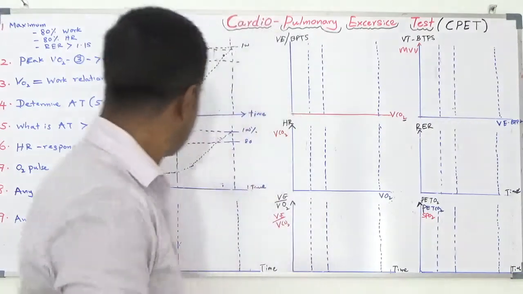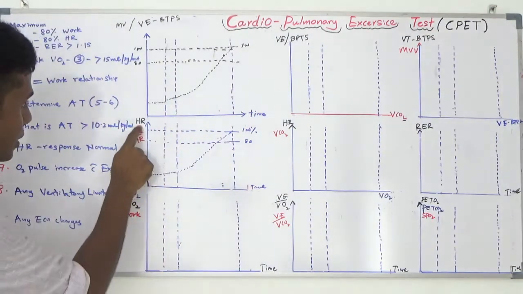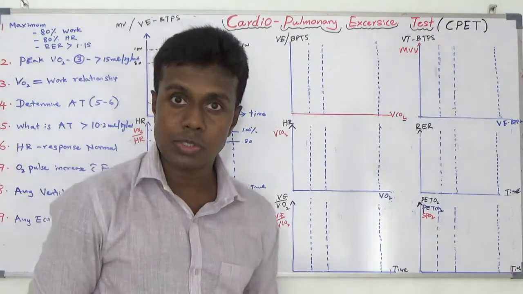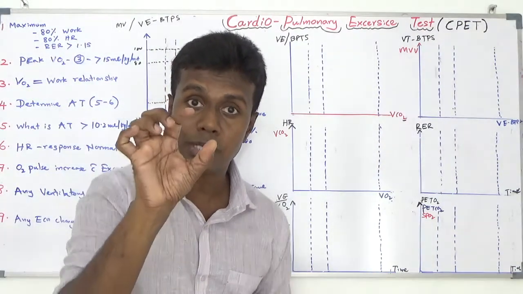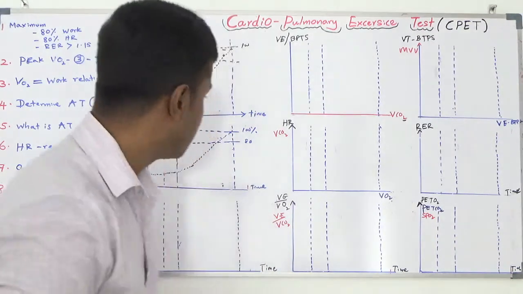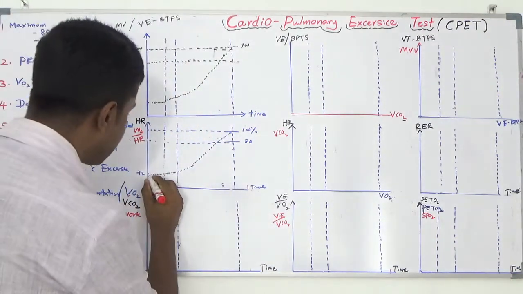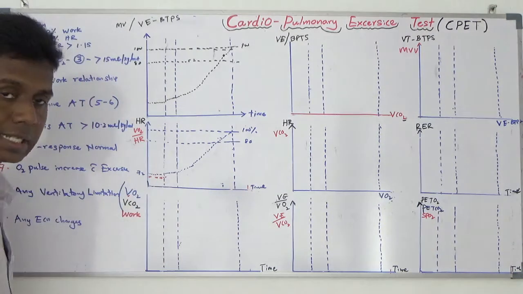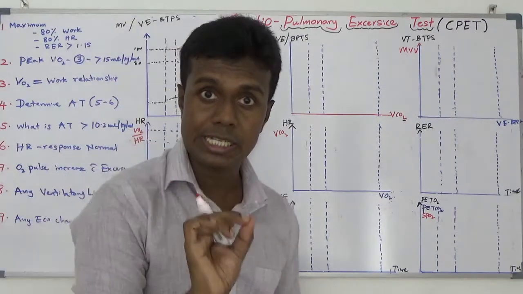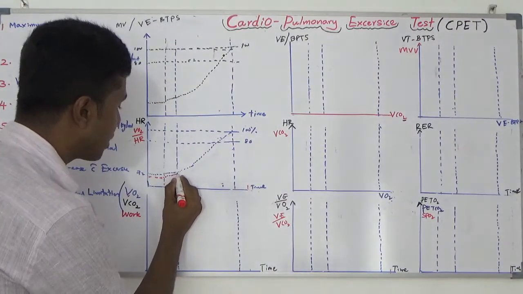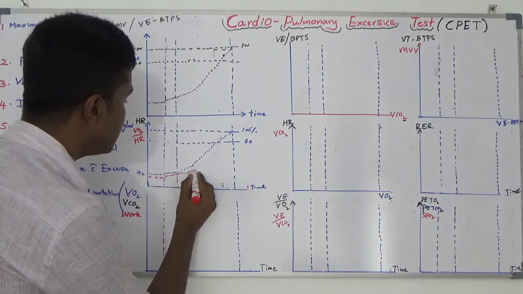Then the oxygen pulse, VO2 divided by heart rate, as I told previously. Again, for oxygen pulse you should achieve 80 to 100% of the predicted value. Oxygen pulse should be somewhere here initially. During the unloaded exercise, it goes up a little bit. Then this goes.